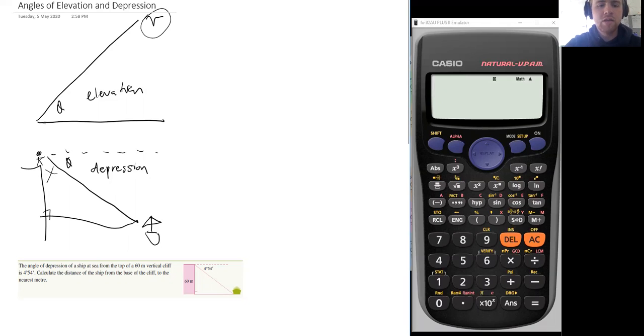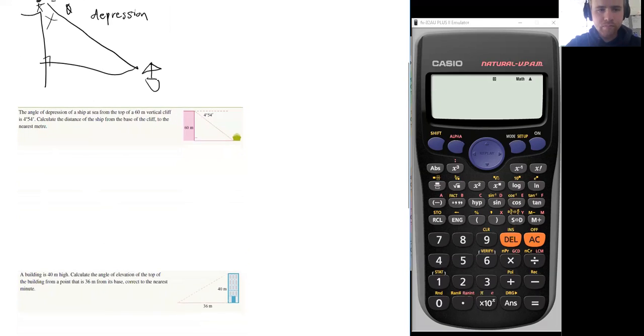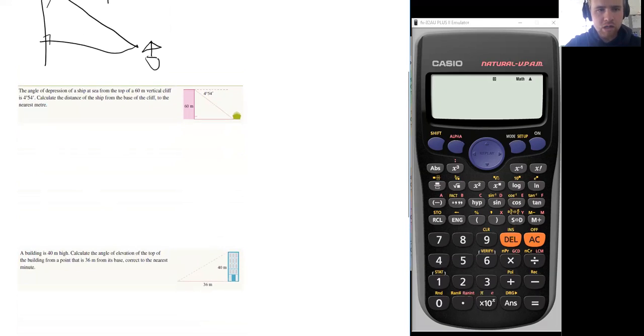Okay, so let's look at a couple of examples here. Here we have one here. So the angle of depression of a ship at sea from the top of a 60-meter vertical cliff is 4 degrees and 54 minutes. And we need to calculate the distance of the ship from the base of the cliff. And we've got a little diagram here. That's very fortunate that we're given a diagram.